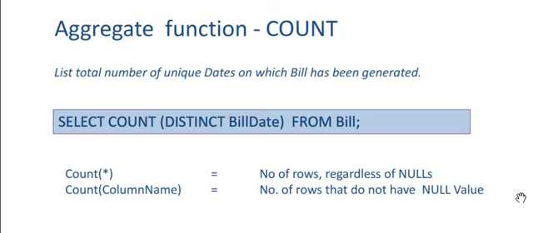Another example: select count of distinct bill date. Distinct bill date means whatever duplicates are there are removed, because sometimes the bill dates may be repeated. In a single day you may have a number of bills generated. In this question, list the total number of unique dates on which a bill has been generated, you are going to get only unique bill dates. Bill date will not be repeated here.